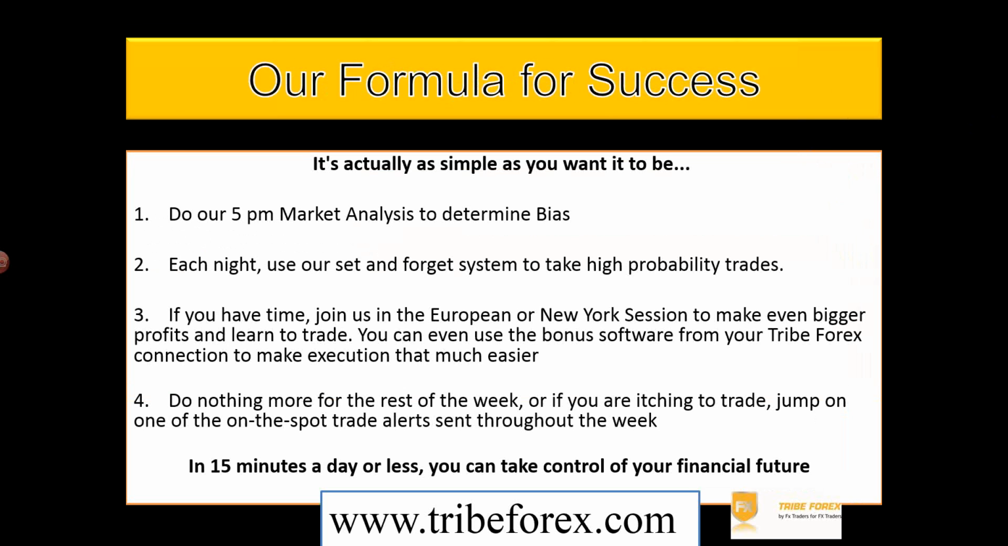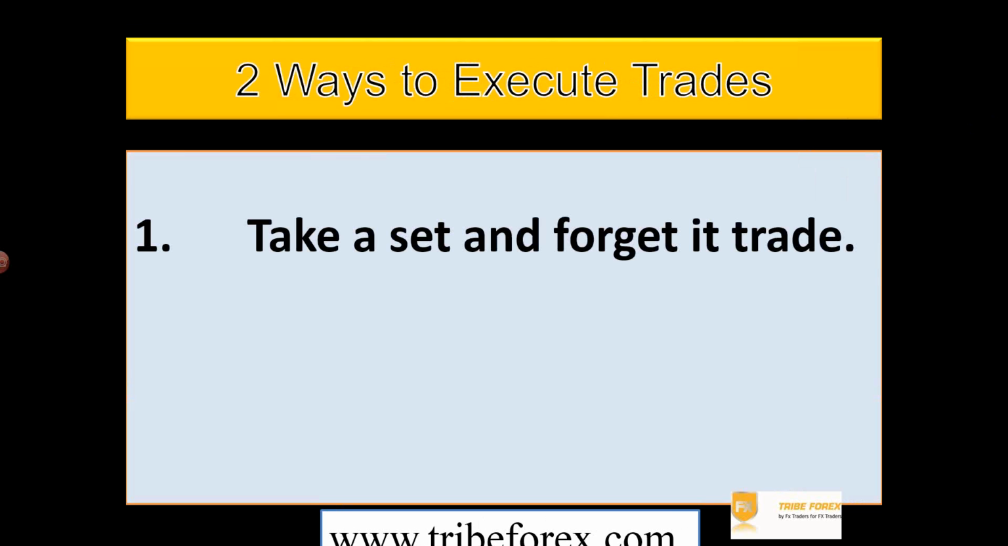So how do we trade these biases? Let's say that I call a buy bias. There are two ways to execute these trades. Either we take a set and forget it trade. What does that mean? That means that we set our computer to take that trade, either our stop or our limit orders. We place our stop losses and our take profits, and we don't look at it again until the next day.